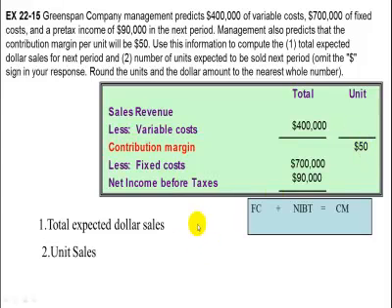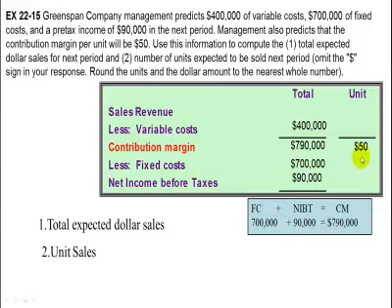And the fixed cost plus the income before taxes, kind of working backwards here. If you add these two together, you should come up with the contribution margin in total, which we will. And that'll be 700 plus 90, which is going to be $790,000.